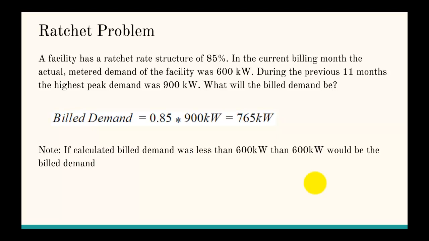So that's what they're going to charge you in this case. Now, if you did that calculation and you got 465 instead of 765, they would charge you for the 600 kilowatts, because the 600 kilowatts is the greatest. So that's the thing to know about this problem: when you calculate the demand for the previous 11 months and multiply by the ratchet factor, in this case 85%, your billed demand is going to be the highest of what your current peak is and what that calculation gives you.